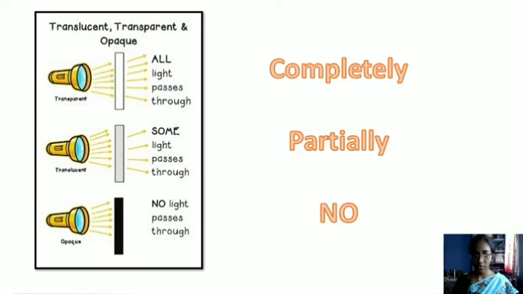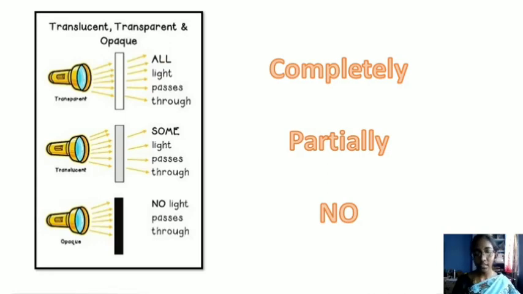Next, the translucent material allows only partial light to pass through. Whenever a translucent material is placed and light is passed, only some light, that is only a partial amount, passes through. Next, the opaque. In an opaque object, whenever light is passed, no light passes through. The light cannot pass through this opaque material. Based on permeability, the different materials are classified: transparent materials, which allow the light to pass through completely; translucent materials, which allow the light to pass only partially; and opaque materials, which do not allow the light to pass through.